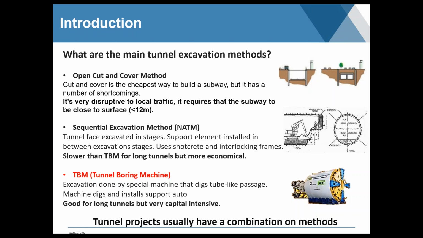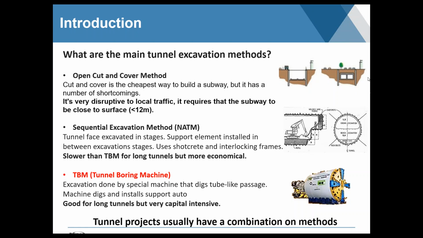So the tunnel boring machine, as we see in the image, cuts out the tube as it's going with these blades in the front, and in most cases the machine has its own system of installing the support panels as it's going through. So it's almost completely automated. And this machine is great for long tunnels. The only issue is that it's very capital intensive. It's very expensive to rent or buy the tunnel boring machine for the project.